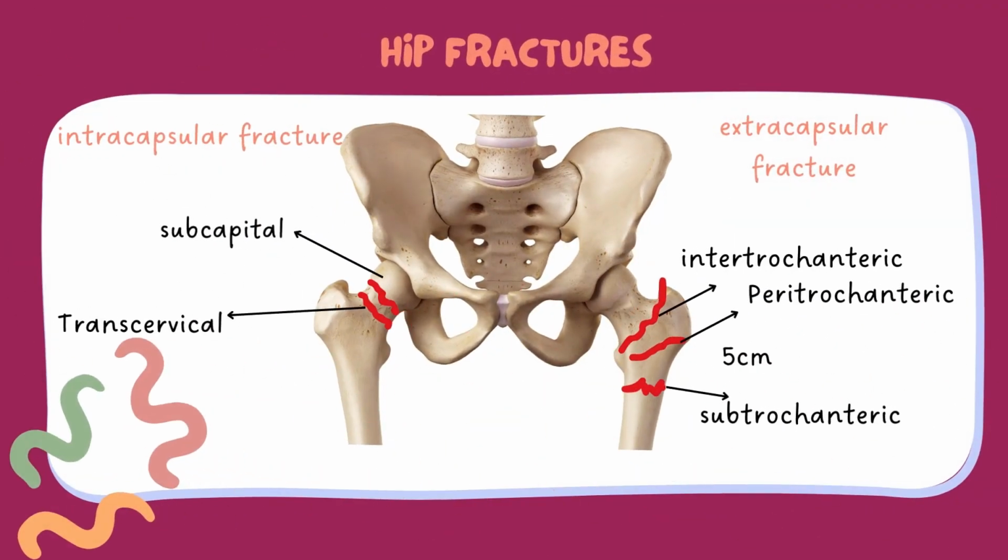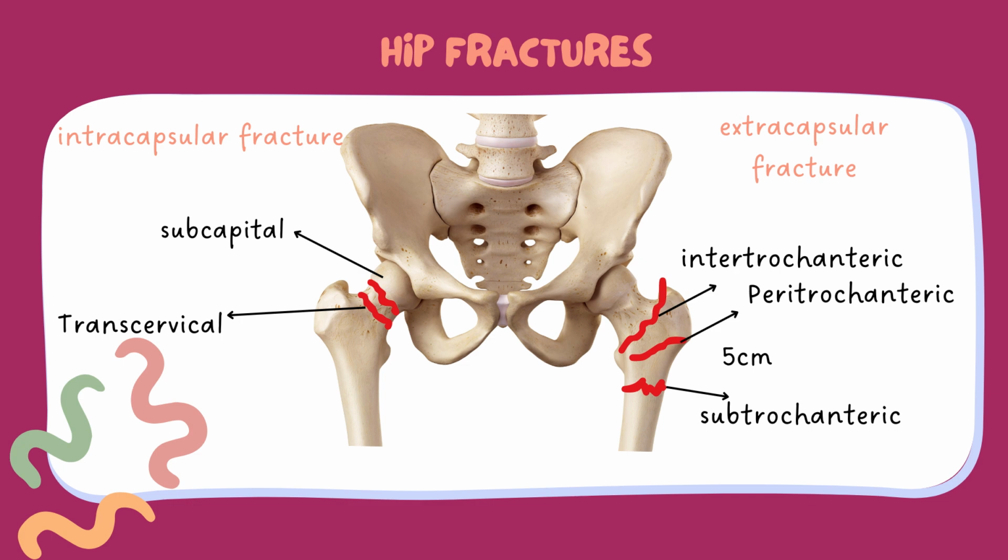Now let's talk about hip fractures, which can be classified into two types, the intracapsular fractures and the extracapsular fractures. The intracapsular fracture can be further classified into subcapital fractures and transcervical fractures. Subcapital fractures occur at the neck of the femur and transcervical fractures occur closer to the trochanteric line.